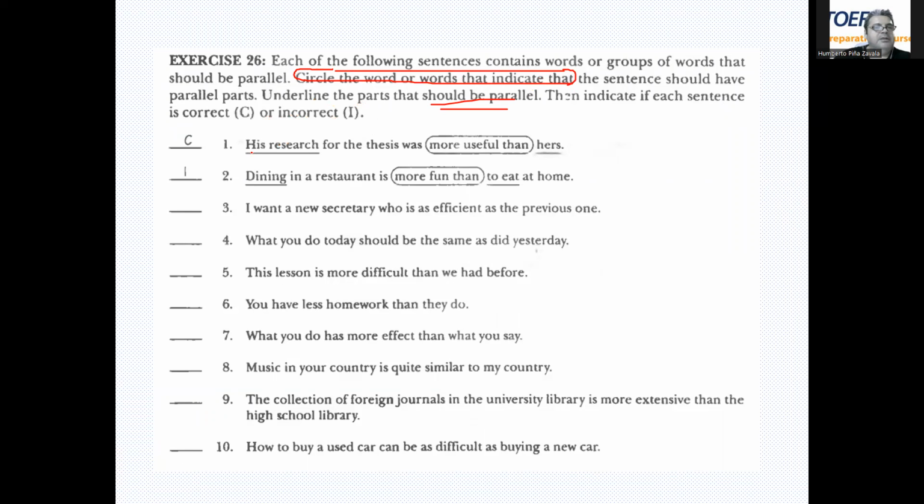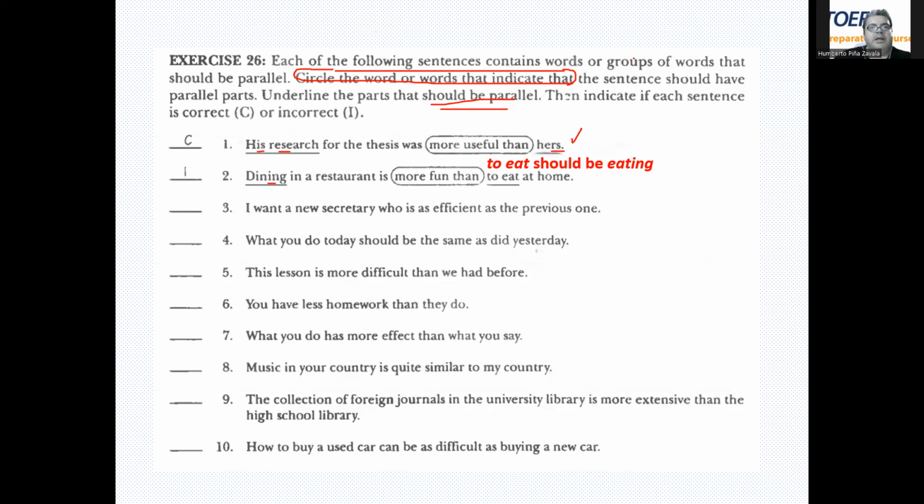Look at the example. His research for the thesis was more useful than hers. So here we got two possessives, one with a possessive adjective and the noun, his research, and one with a possessive pronoun, more useful than hers, so this is fine. Dining in a restaurant is more fun than to eat at home. You can see a problem. Dining is a gerund, and to eat is an infinitive. So it should be dining in a restaurant is more fun than eating at home.